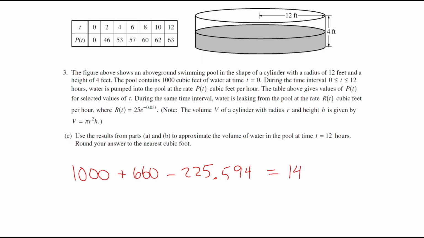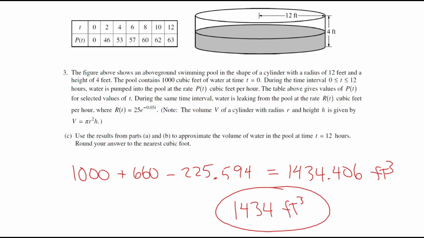It comes out to be 1,434.406 feet cubed. And of course, it says the nearest cubic foot, so we'll say 1,434 feet cubed. Right? Make sure you round when it asks you to round. And they just gave you 1 point for that. Basically, they're just making sure, did you read the question?